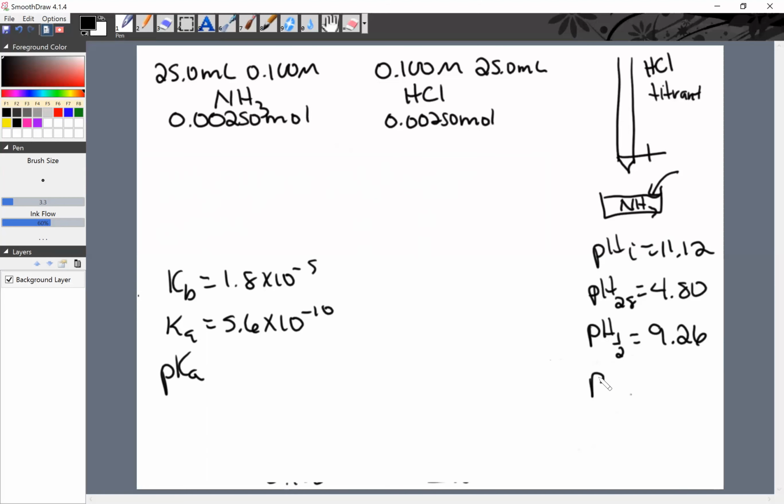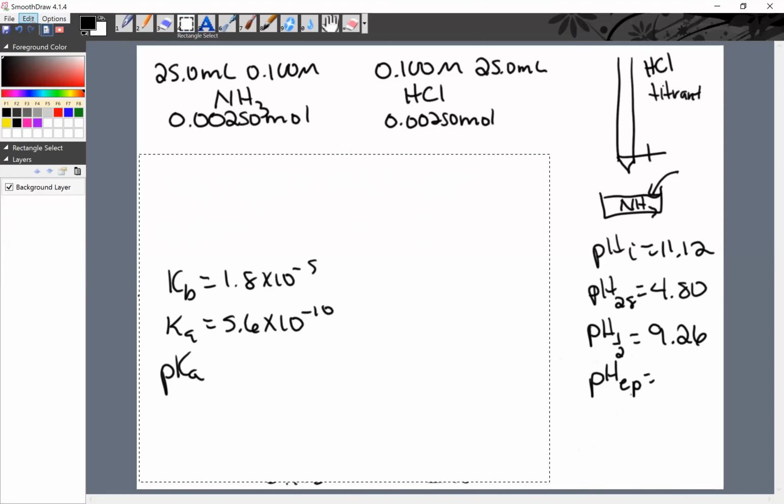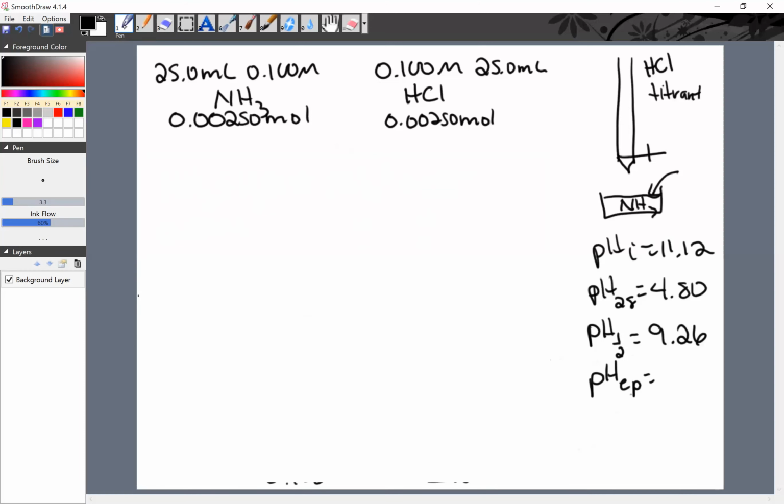Let's do the pH at the end point. Well, that begs the question, what is the end point? It's when I put the same number of moles in. So what equation should I be using? I should be using my final one. So NH3 plus that acid is making my NH4, and there's 0.00250, but I've added 0.00250.